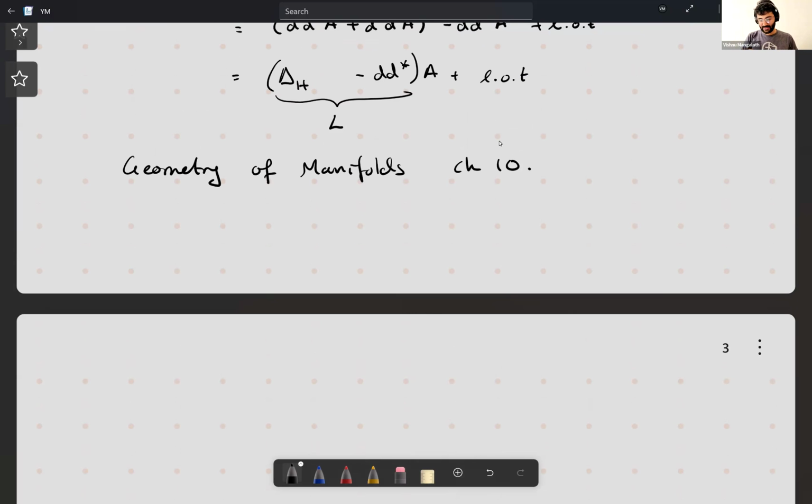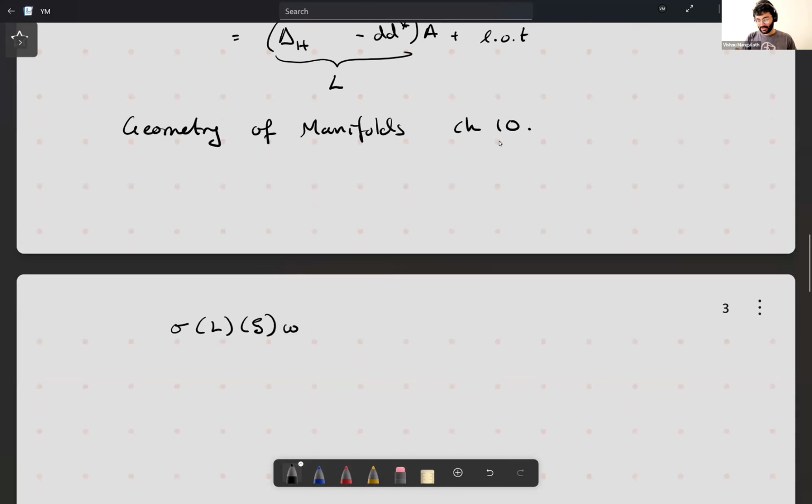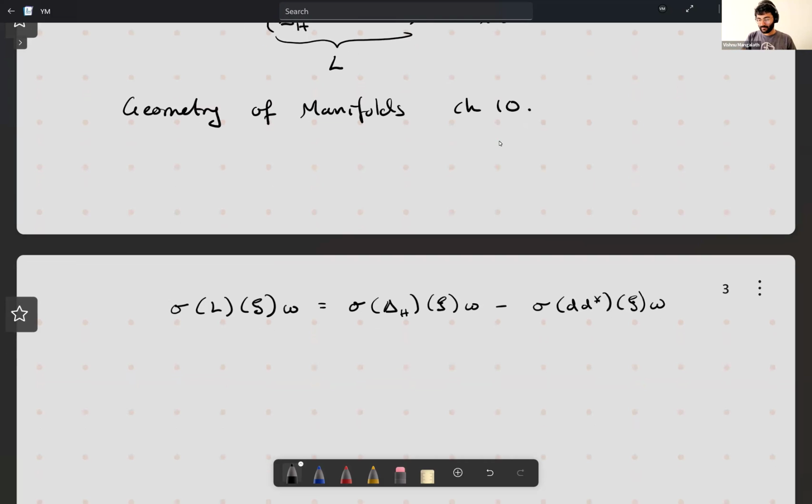Okay, so the symbol of L, applied to some form and acting on a form omega, because A is a form, so it acts on forms. That's going to be the symbol of the Hodge Laplacian minus the symbol of d star d. Hopefully everyone's happy that the Laplacian part is minus xi squared omega. Laplacian, it's always xi squared. If we want it to be elliptic, this operator acting on omega needs to be an isomorphism.